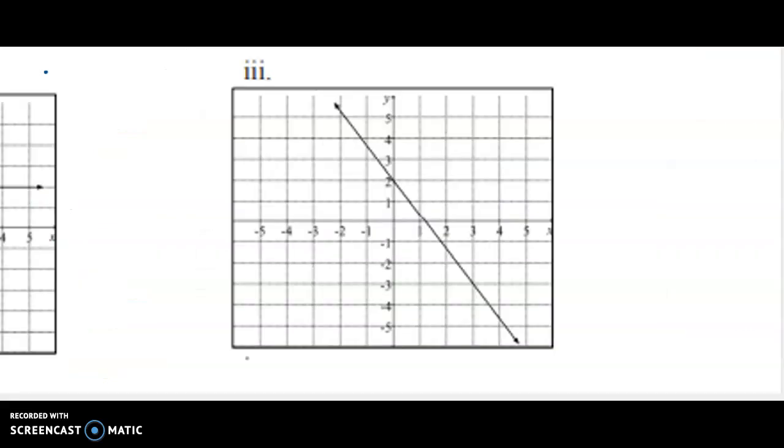For our third example, I can see that as x increases, so as I look from left to right on my graph, y is decreasing. So this is a decreasing function. I'm going to look around my y-axis, and I see that the line crosses the y-axis at 2, so I have the point (0, 2), and my y-intercept b equals 2.